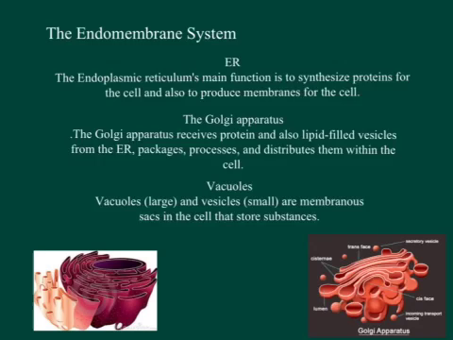The Golgi apparatus receives proteins and also lipid-filled vesicles from the ER, packages them, processes them, and distributes them within the cell. Finally, there are vacuoles. Vacuoles are called that when they are large, and vesicles when they are small. They are membranous sacs in the cell that store substances.